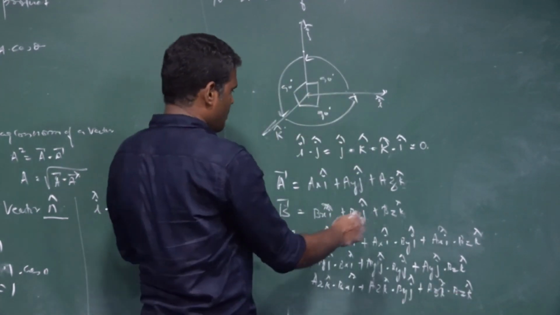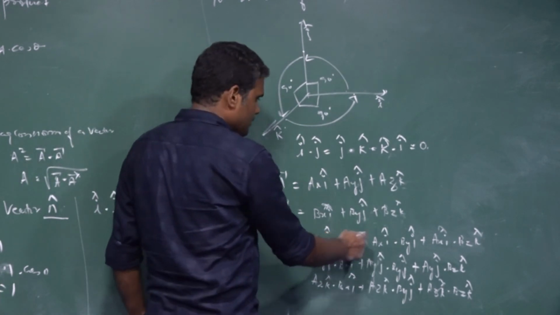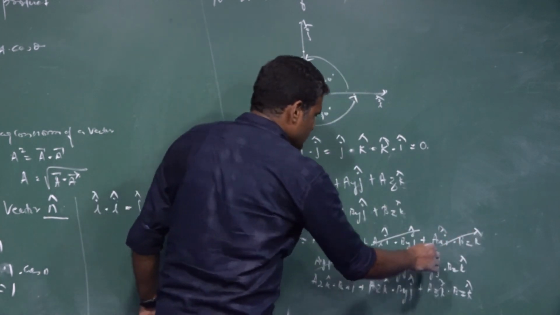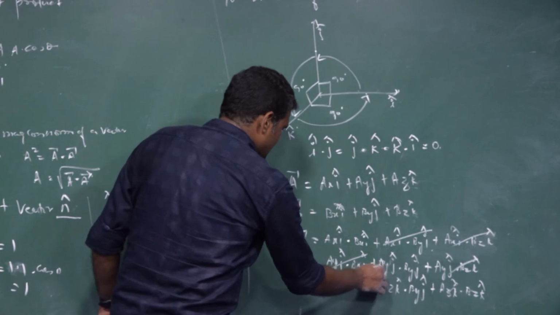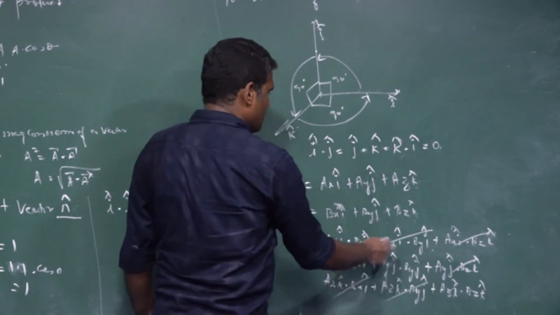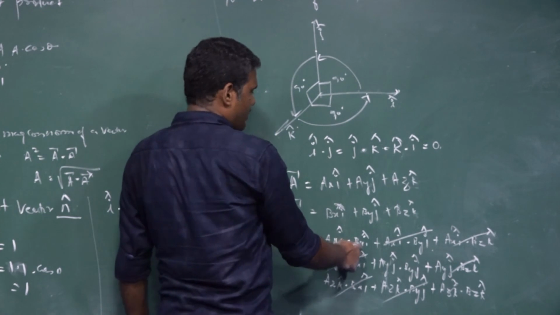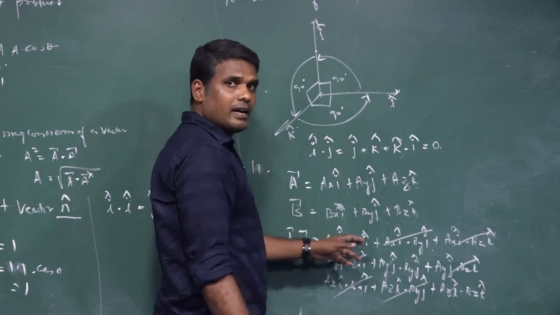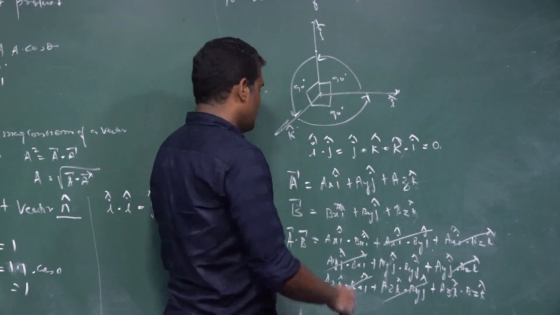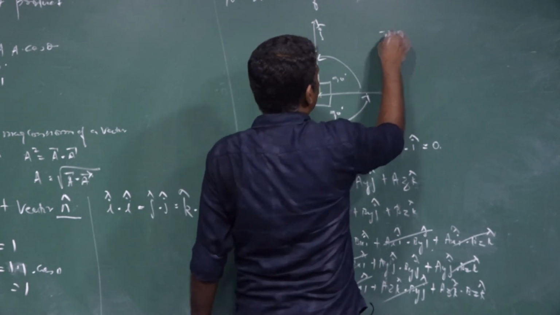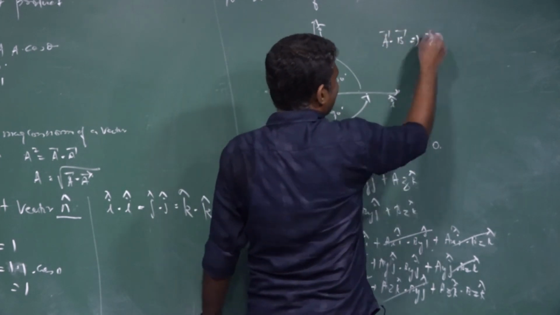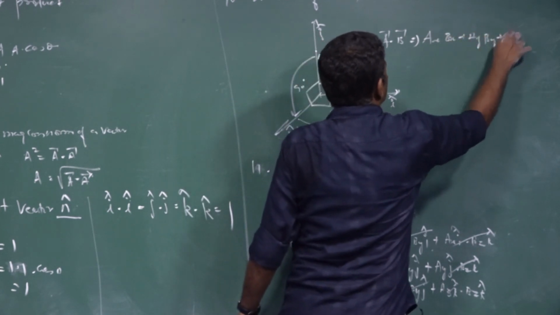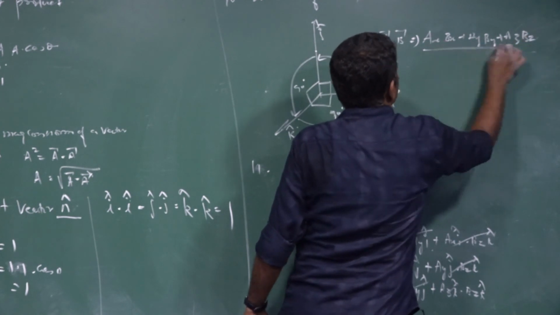If you look at these dot products, i dot i is 1, i dot j is 0, i dot k is 0. Similarly, j dot i is 0, j dot k is 0, k dot i is 0, k dot j is 0. Simply what will be left? ax bx, ay by, then az bz. i dot i is 1, j dot j is 1, k dot k is 1. So the dot product of these two vectors, a vector dot b vector, in terms of components is ax bx plus ay by plus az bz.